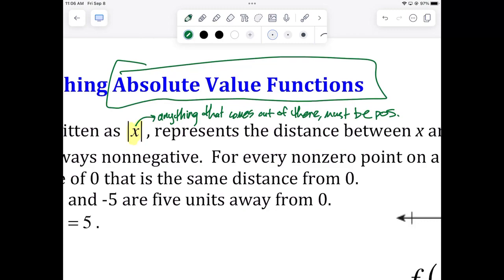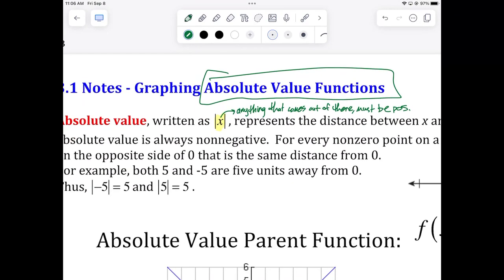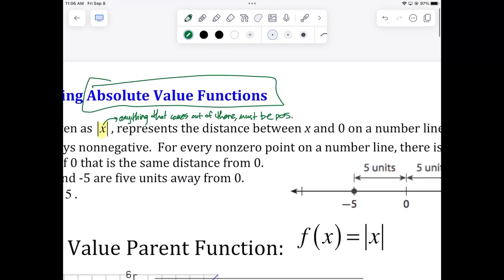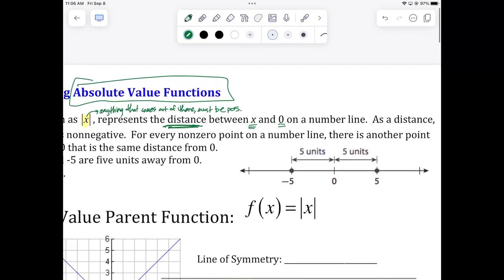Okay, so what does the absolute function mean? Why do we even have that? Well, the absolute function basically just represents the distance between x and 0 on the number line. That's it. It measures the distance, and distance in this case is not directed distance. It's just the distance, right? You don't measure something and say, oh, it's negative 5 feet. You just say, oh, it's 5 feet this way or it's 5 feet that way. That's what the absolute value does. It measures the distance between x, some number x, and 0 on the number line.